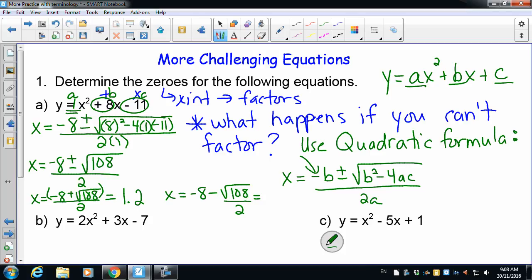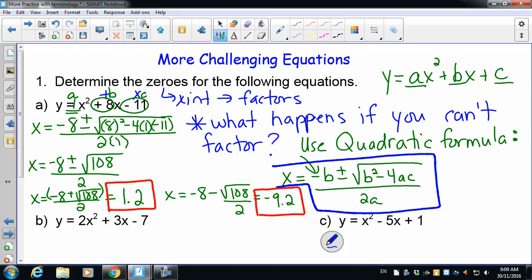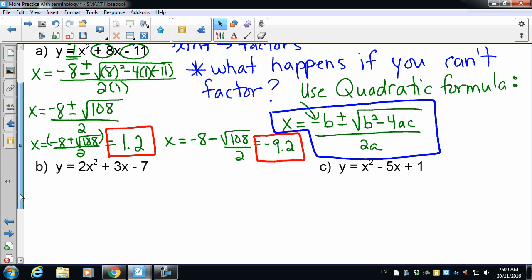And then if I do negative 8 minus the square root of 108 divided by 2, I'm going to get negative 9.2. So I can get my 2 x-intercepts when I cannot factor by using this lovely little quadratic formula. You will not need to memorize the formula. I will give it to you on the test, but you do need to know how to use it. So signs are important. Don't forget the signs, and then calculating in order of operations. We'll do 2 examples together, and then you're going to do some practice.